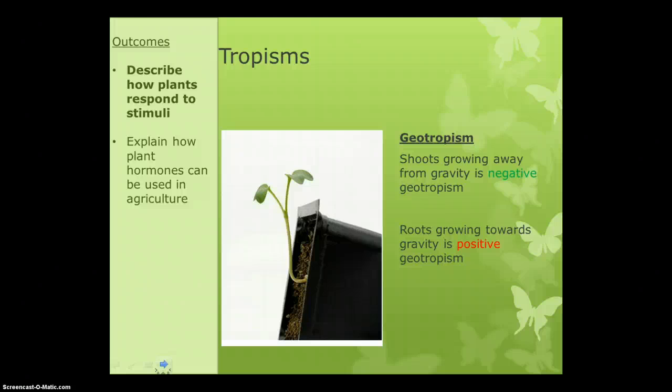Then you just have to think, what was the name of the tropism? Geo, because it's the ground, so they go towards the ground. With the light, it's photo, so they go towards or away from the light.